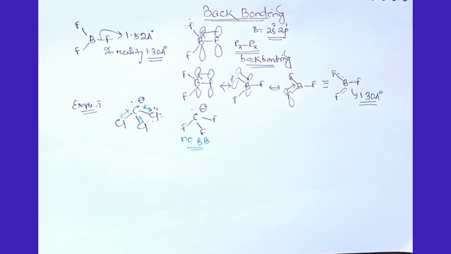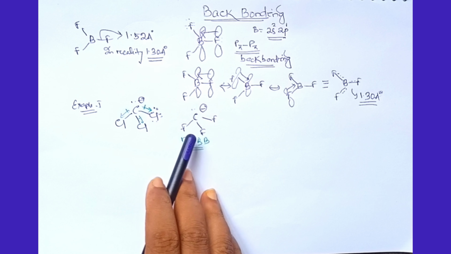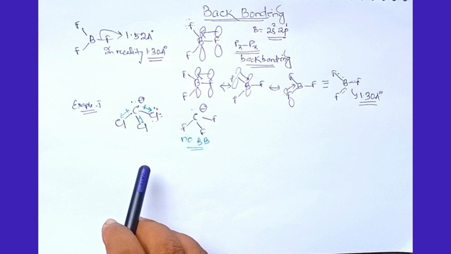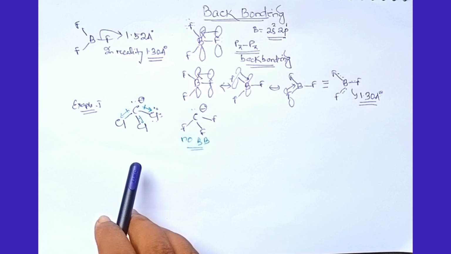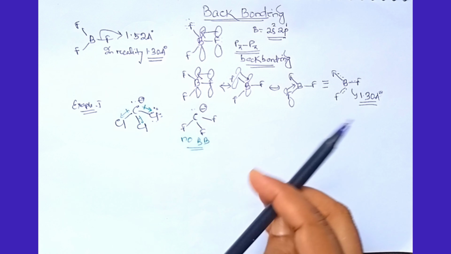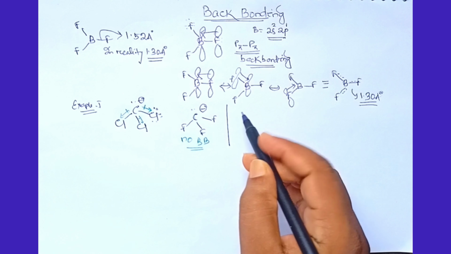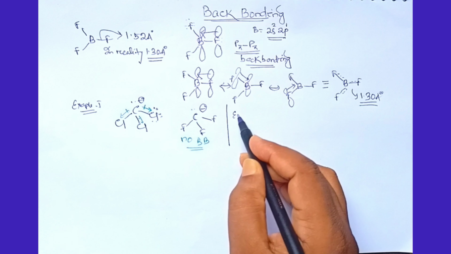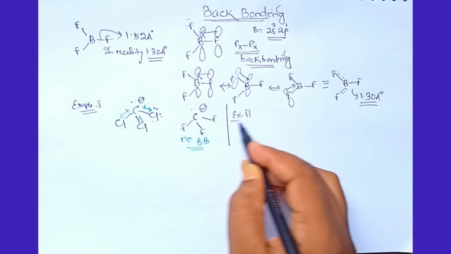So in this way you explain the two molecules, the two ions appear to be the same, but in one case there is the presence of back bonding, in the other case there is no back bonding. Now come to example number 2.